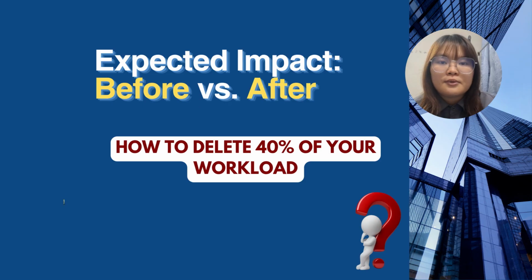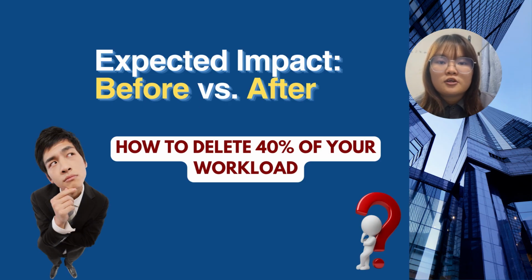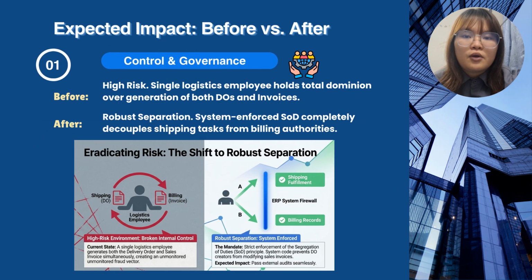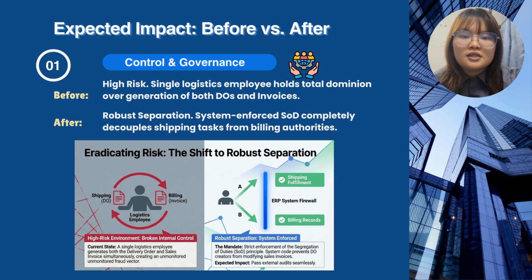Let us review the expected operational impact of this digital transformation across these critical areas. First, in control and governance, we move from a high-risk environment with a broken internal control framework to robust segregation, completely decoupling shipping from billing and passing external corporate audits seamlessly.